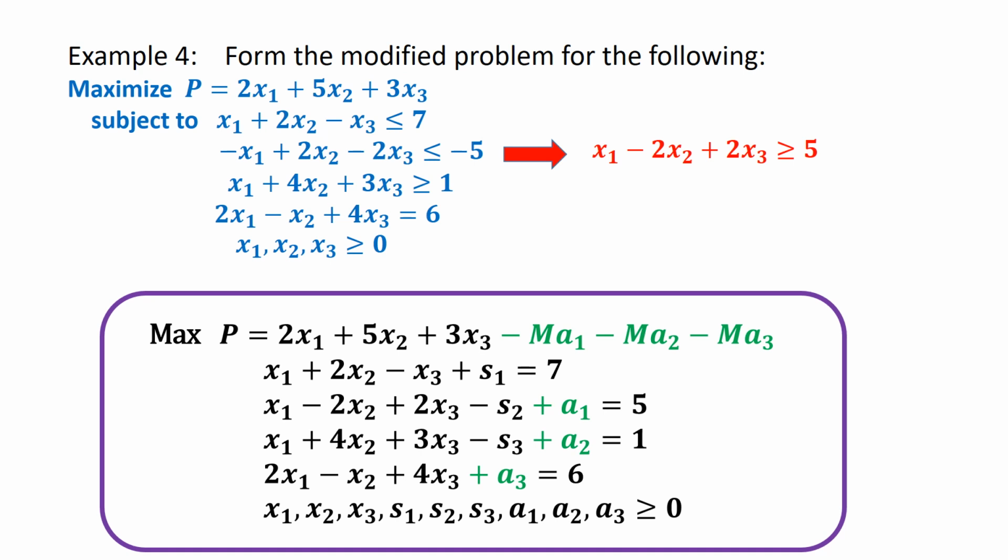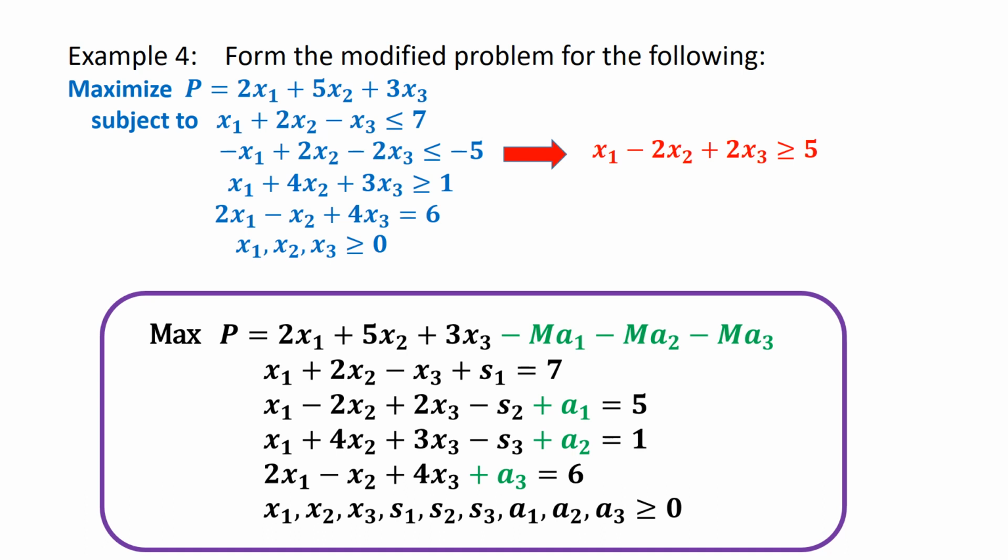My third constraint is greater than or equal, so I'm going to subtract a surplus and add an artificial. So x1 plus 4x2 plus 3x3 minus s3 plus a2 equals 1. My last constraint has an equal sign, so all I have to do is add an artificial variable. So that becomes 2x1 minus x2 plus 4x3 plus a3 equals 6.